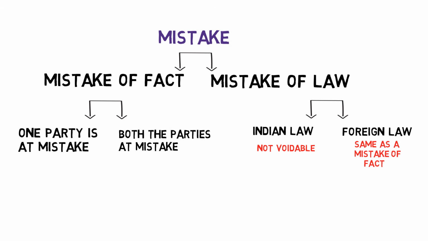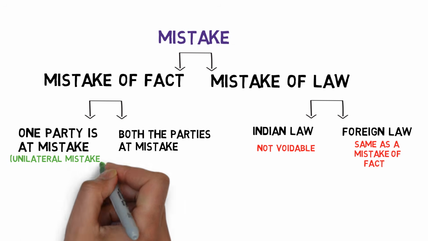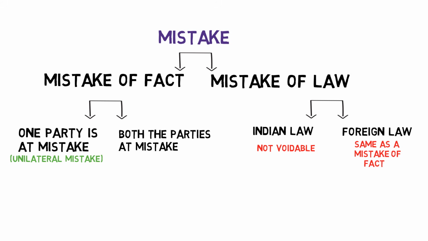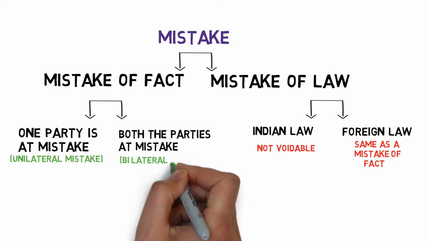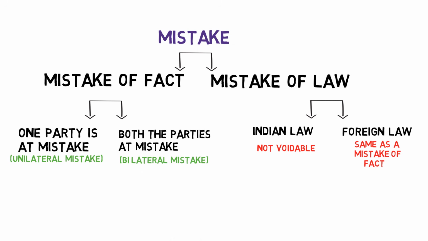As discussed, mistake of fact can be of 2 types: mistake of fact by one party, also known as unilateral mistake, and mistake by both the parties, also known as bilateral mistake. If it is a unilateral mistake, the contract is valid. If it is a bilateral mistake, the agreement is void.